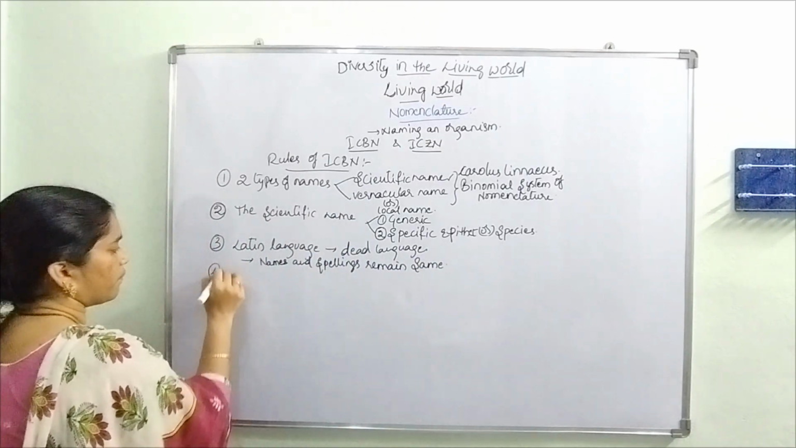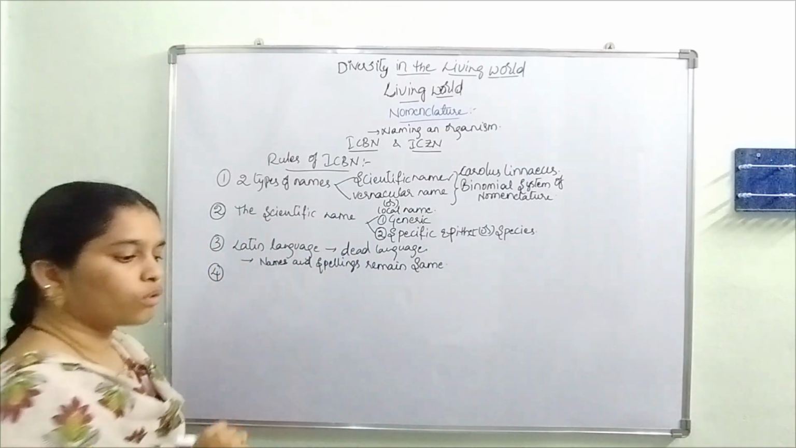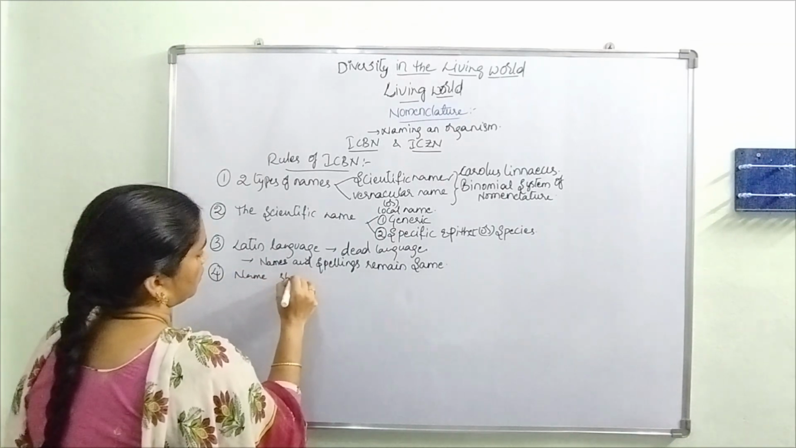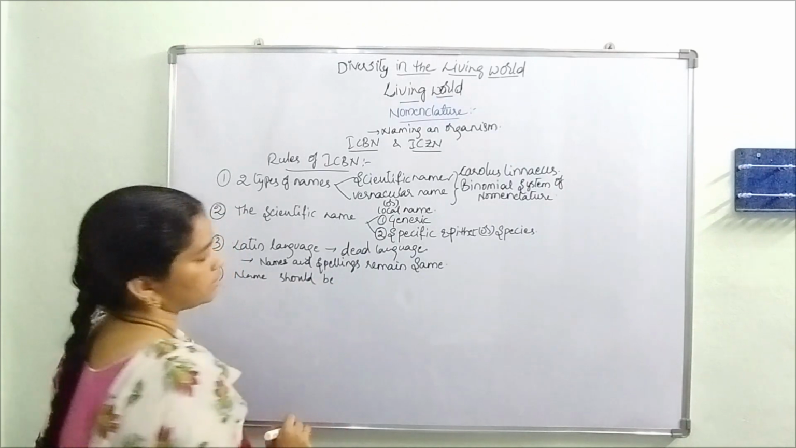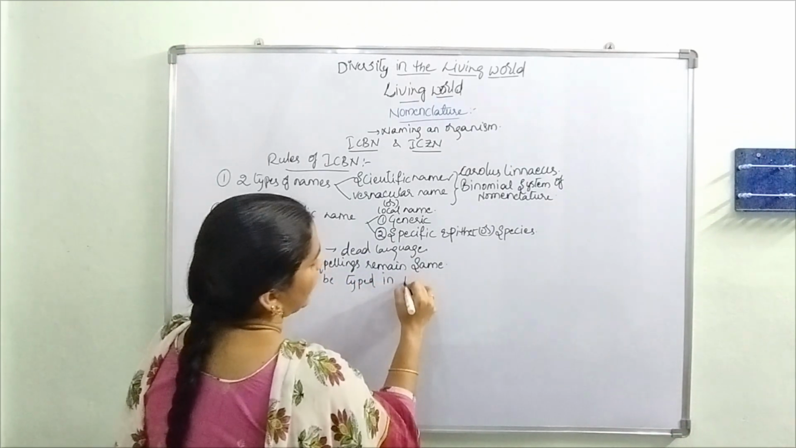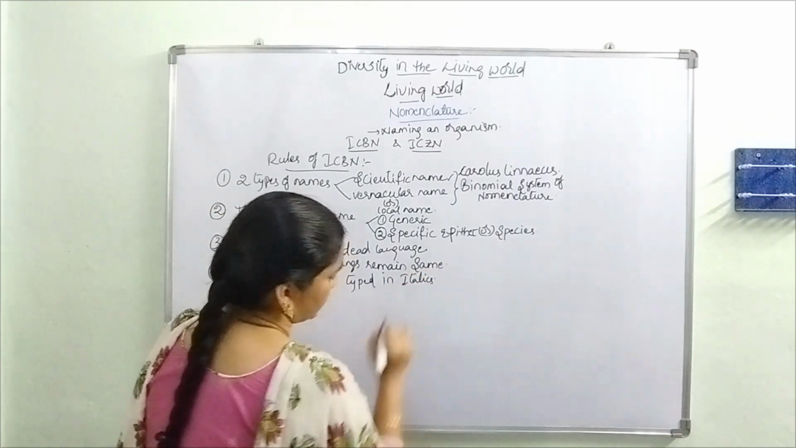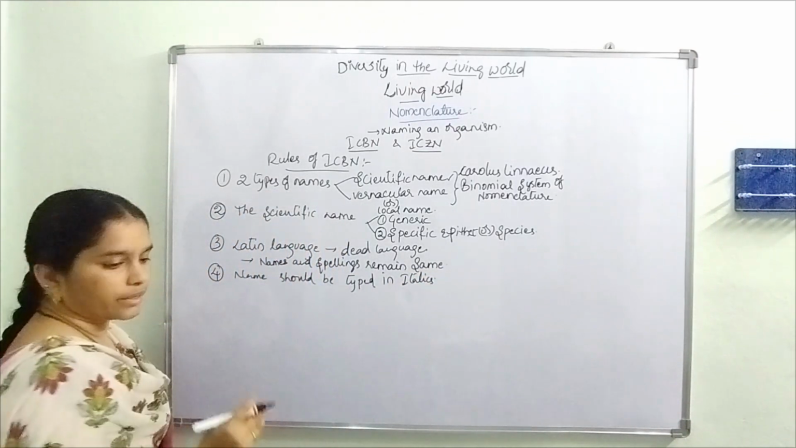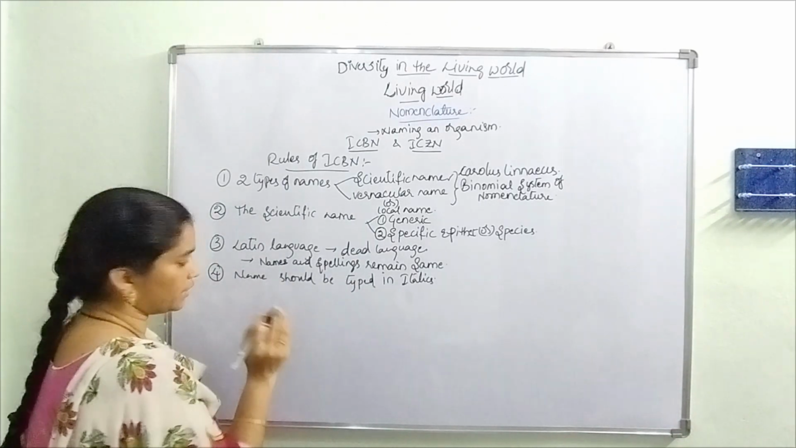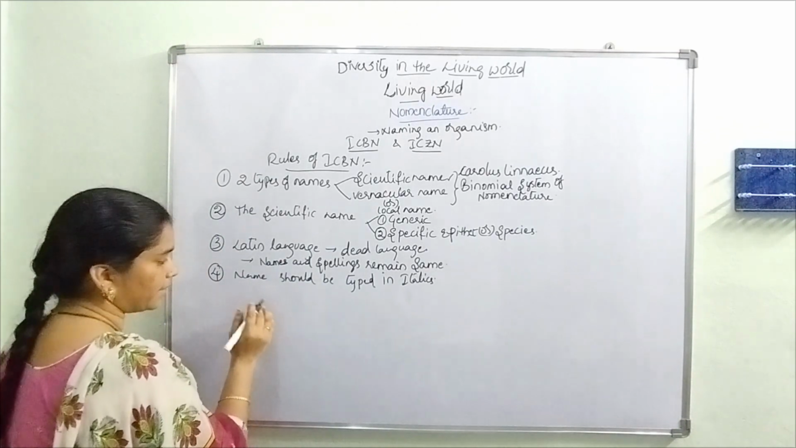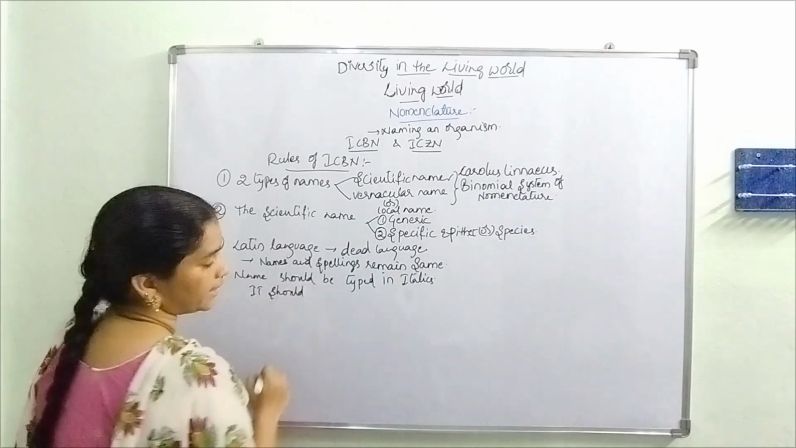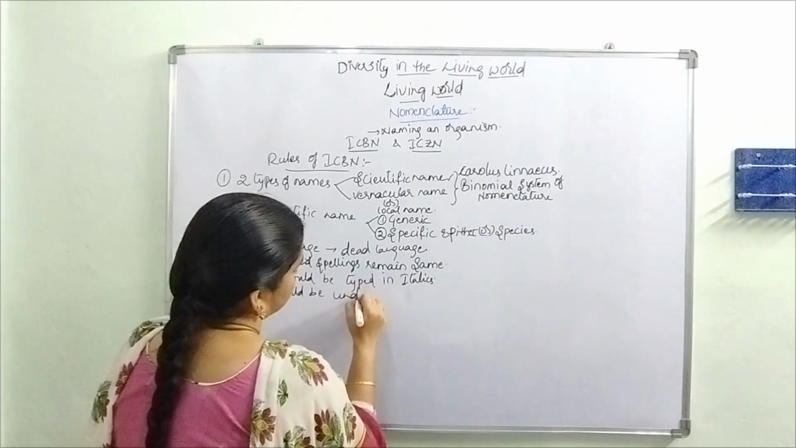Next, the fourth rule. The name should be written or typed in italics. If we write by hand, that is, if it is handwritten, then it should be underlined. If it is handwritten, it should be underlined.